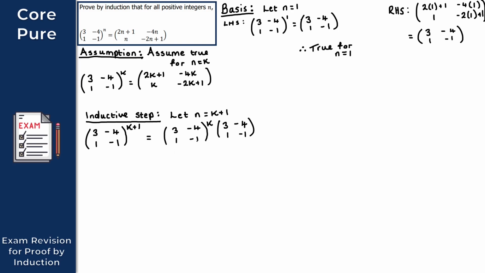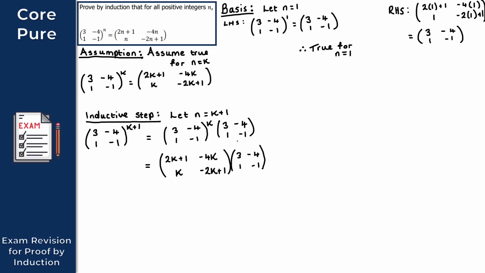Now, this matrix here to the power of k, we assumed this is true for n equals k, and we obtain this result here. So I can now replace this with this matrix here. So we get 2k plus 1, then minus 4k. I've got k in the bottom left corner, and then finally minus 2k plus 1 here. Okay. And we times that by this matrix here. We times it by 3, minus 4, 1, and minus 1. Okay.